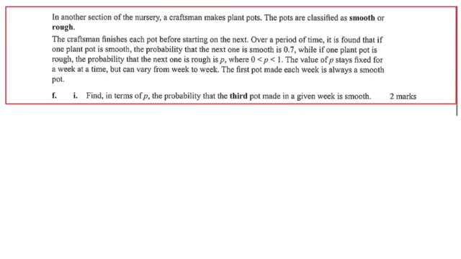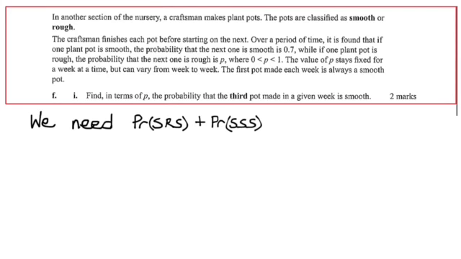Alright, now we've got to get our ducks in a row. This is a 2-mark question. If you like, you can draw a tree diagram of it. That might help you get your head clarified as to what to do. But remember that the first pot is always smooth, okay? So that's where you start. The way I've done this, I haven't done a tree diagram.